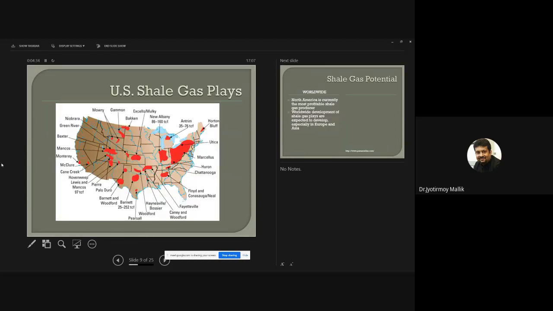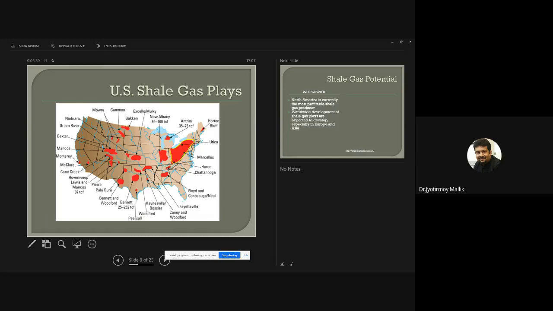These are the places in the US, because the US is still the key player for shale gas, where shale gases are being explored and produced from. This Marcellus shale is very famous. I don't know if you have read in the newspaper about Marcellus shale or not. It is fairly big. You can see how large this gas field is. People do debate about its environmental impact as well. So you can see the US still has the premier position in terms of shale gas production.